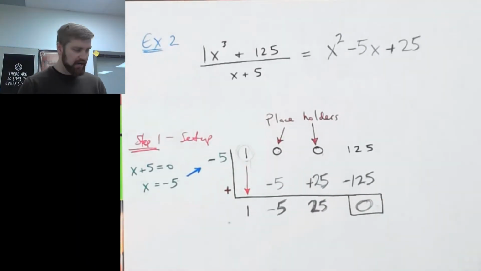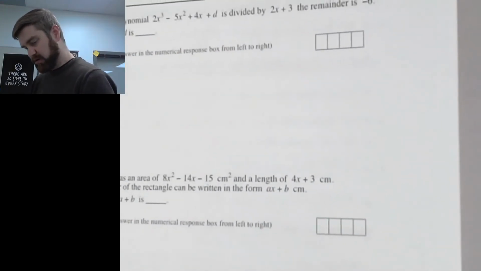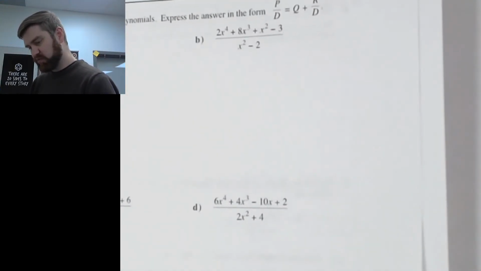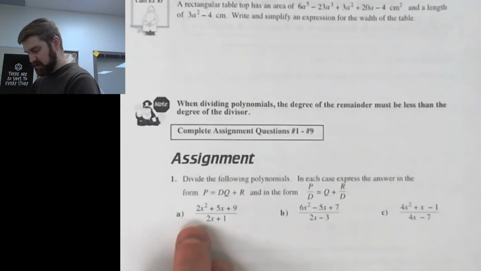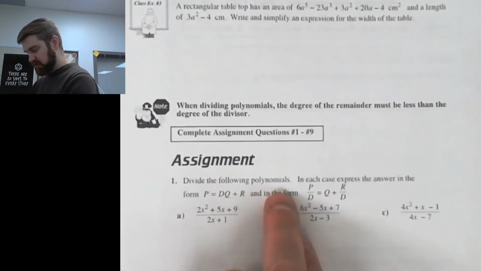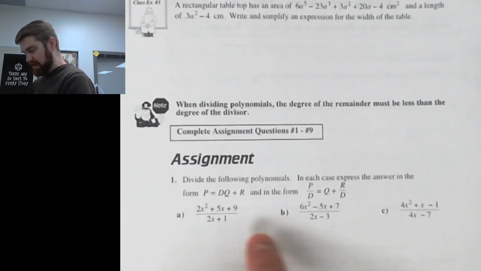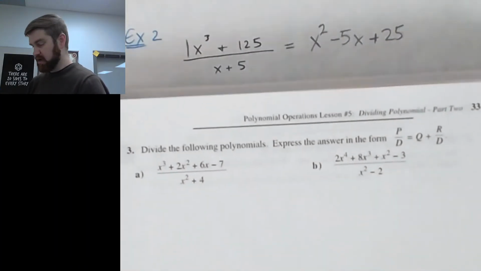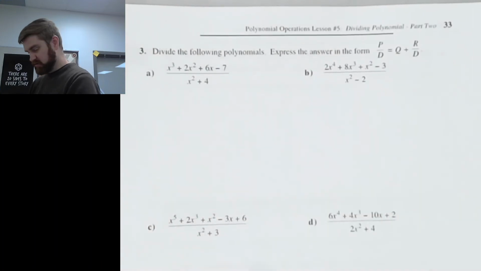If you need questions to go through, there are a couple of questions in the workbook. It's the 2006 workbook. Questions like question 1, divide the following polynomials and in each case express it in this form and in this form. We have A, B, C. There are a couple of questions over in question 3, so 3A, B, C, and D. Increasingly more challenging, yes, but good practice.